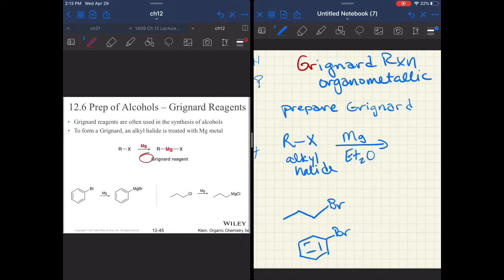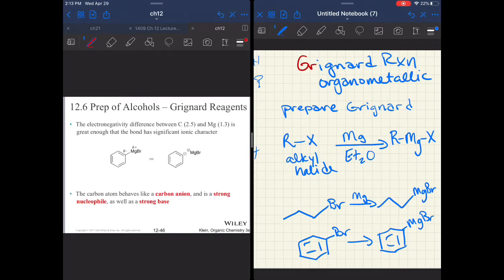You don't need to know the mechanism behind this step. All you need to know is that the magnesium inserts itself between the carbon and the halogen. All right, so in our specific cases, we would have this 3-carbon chain, magnesium, bromine. With our benzene, it would become magnesium bromide.